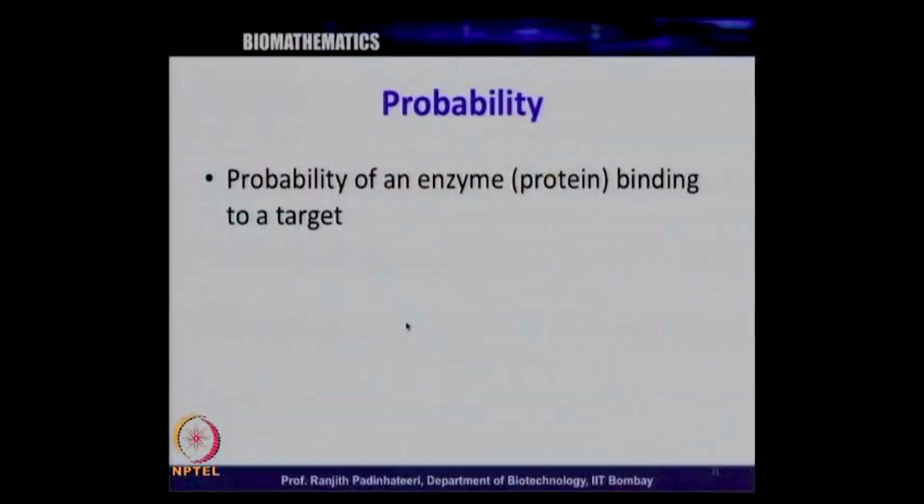Another example is probability. You could ask the question, what is the probability? Some of you might have seen in bioinformatics, what is the probability that a particular enzyme binds to the target? Knowing the sequence, you can ask what is the probability that this enzyme will bind to a particular sequence? Again, this is a question of probability. So one needs to know statistics, and again it is mathematical in nature.